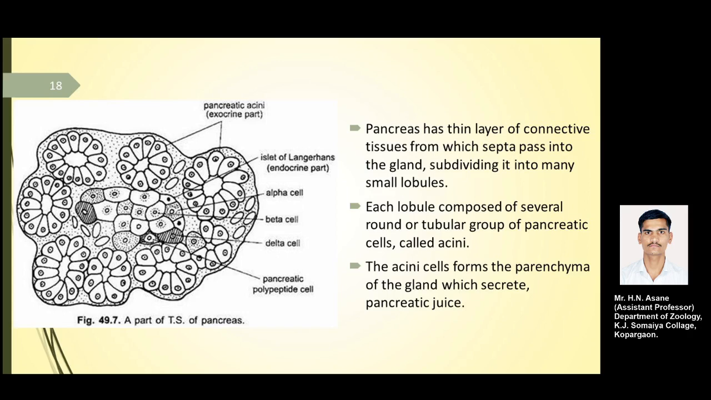Each lobule comprises several round and tubular groups of pancreatic cells called acini cells, and they secrete through a duct system. They secrete the salivary amylase and all other digestive juices, while the alpha cells and beta cells secrete glucagon and insulin respectively.